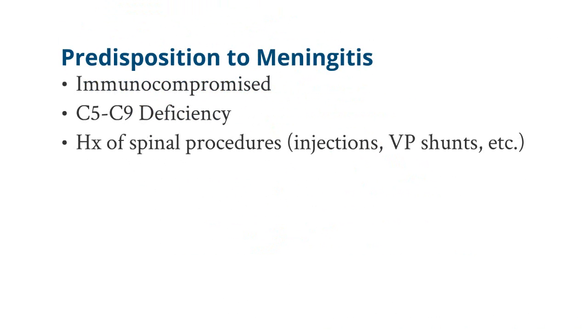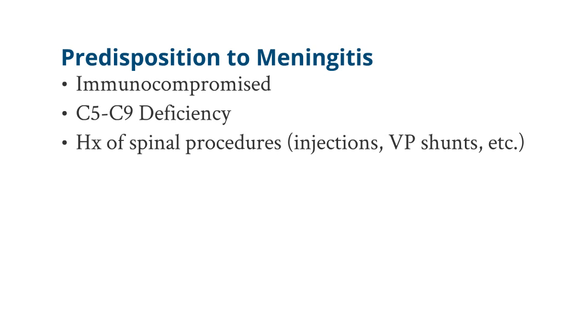Certain populations are predisposed to meningitis, so patients who are immunocompromised. If you've had an organ transplant and you're on immunosuppressants, if you've had HIV, if you have an autoimmune disorder, you are predisposed to developing meningitis. So always consider that if you present with altered mental status in an immunocompromised patient, one of your differential diagnoses should be meningitis.